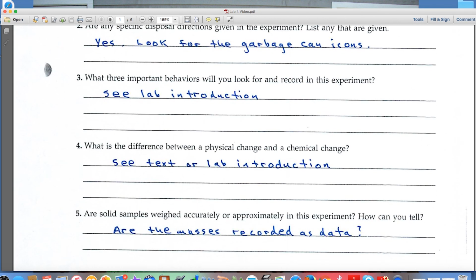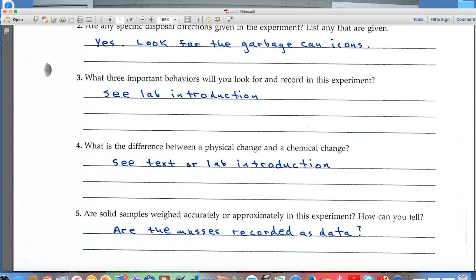Number 3, what 3 important behaviors will you look for and record in this experiment? When a chemical reaction takes place, there are 3 common ways of telling whether or not a chemical reaction has actually occurred. And you'll find those 3 ways in the introduction to the lab. Number 4, what's the difference between a physical change and a chemical change? Well, you could use your text to answer that question, or you could look in the lab introduction.